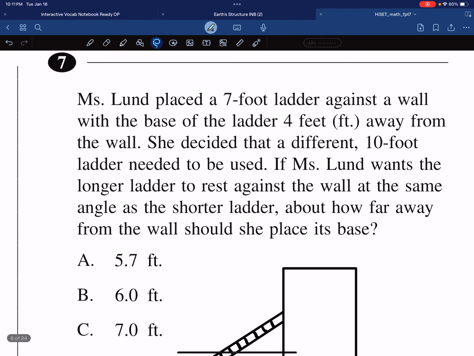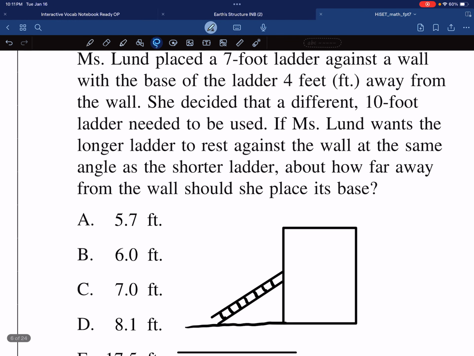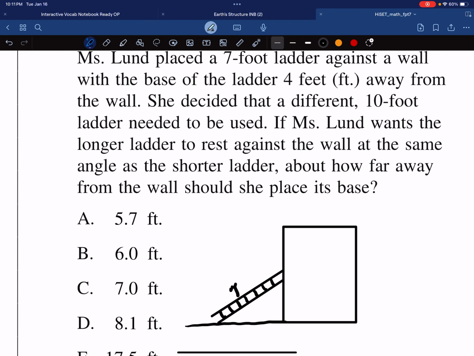Okay. The 7-foot ladder, so the ladder is 7 feet long, is resting against that wall with the base of the ladder 4 feet away. So unless the building's leaning, we have a 90-degree angle right there. Okay, I have a good picture of what's going on now.